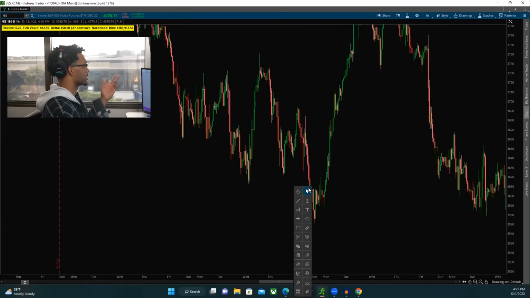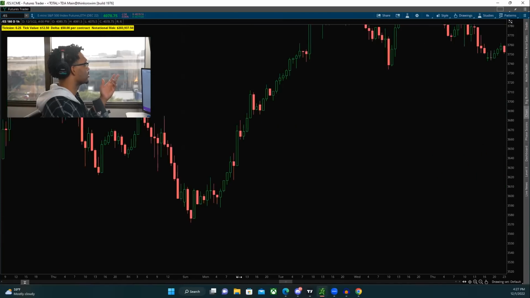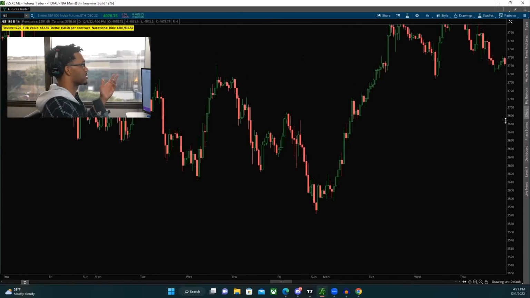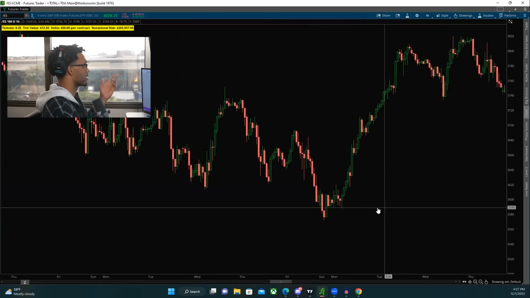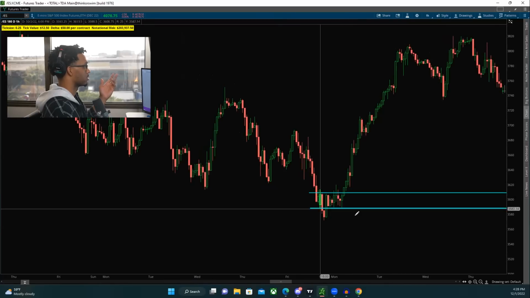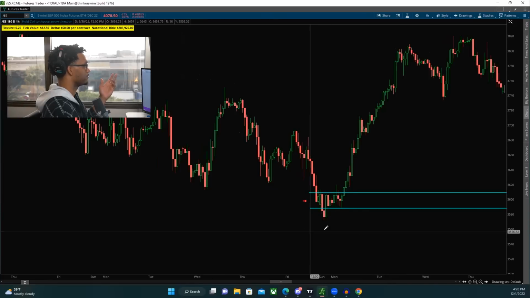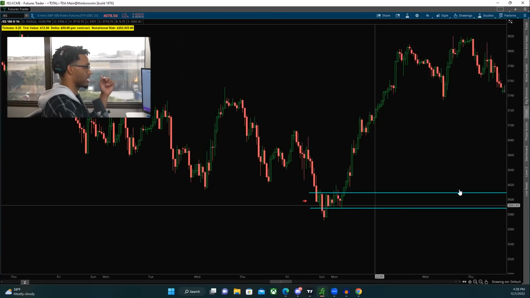Right, so let's take this for example. You see this choppiness right here, right? And this is the hourly time frame. So this is several hours of this sideways action right here, right? So let's say you bought options right here. You bought a call option right here.